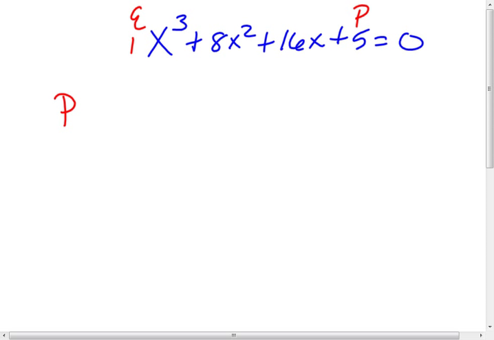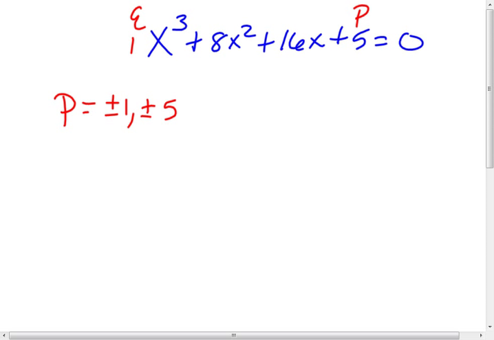So what are the factors of p? Plus or minus 1, plus or minus 5. So we take those numbers and we can plug them in using synthetic division, or we can use the remainder theorem to determine if it is a factor or not. I happen to know in this case that -5 is a factor, the other three are not.